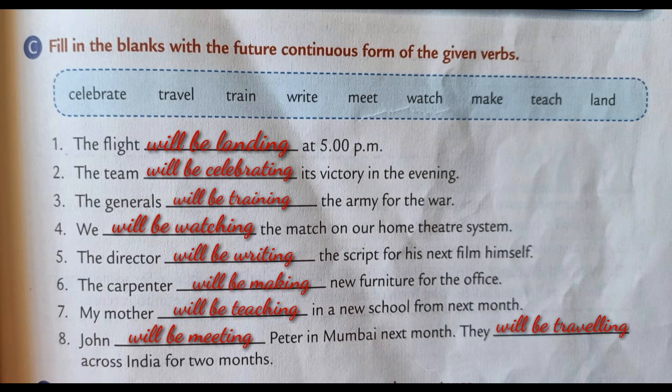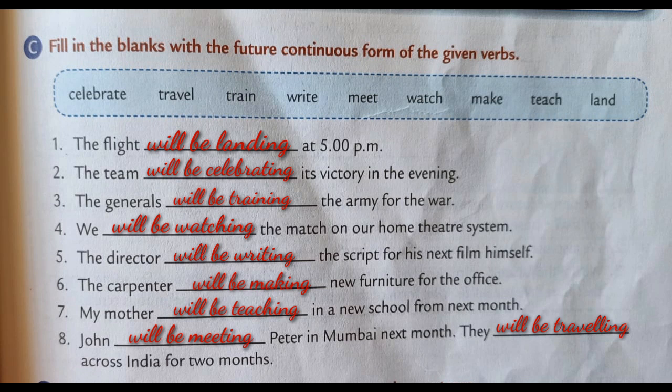The flight will be landing at 5 p.m. Here we use will be plus verb land plus ing. So the answer is will be landing. Second one, the team will be celebrating its victory in the evening. Here will be plus verb celebrate plus ing. So the answer is will be celebrating.